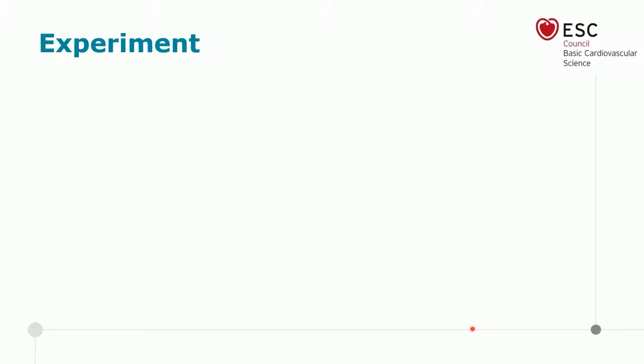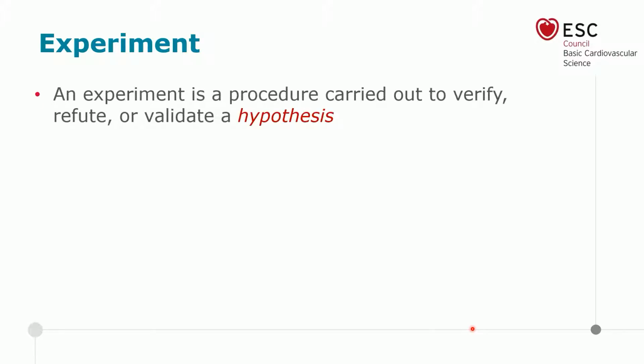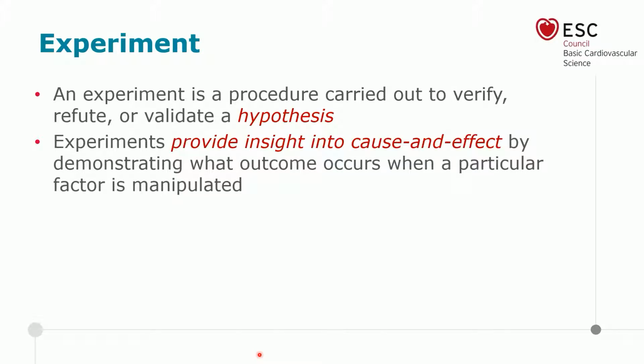Now, the experiment. What is an experiment? It's a procedure carried out to verify, refute, or validate a hypothesis that you've formulated. It provides insight into cause and effect, particularly in basic science. I think we find it very important because that tells you something also about mechanisms, and by demonstrating what outcome occurs when a particular factor is manipulated.